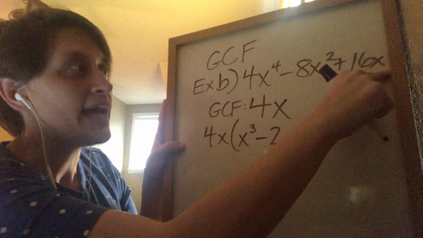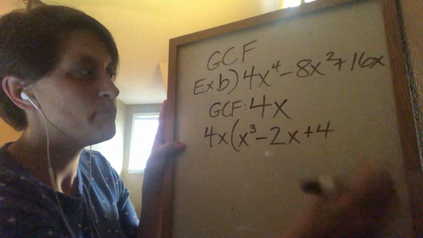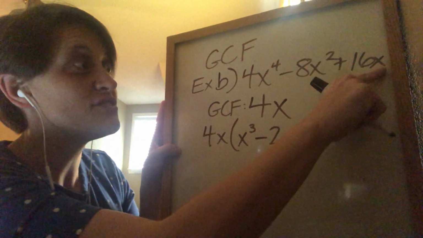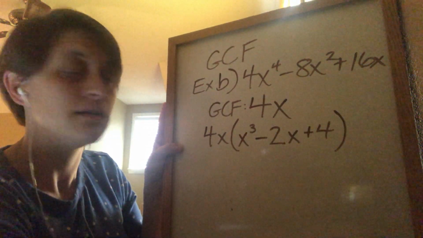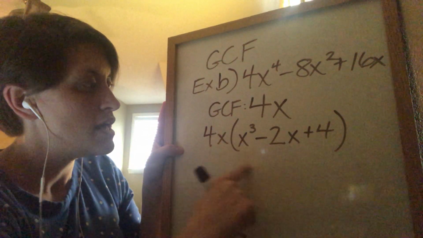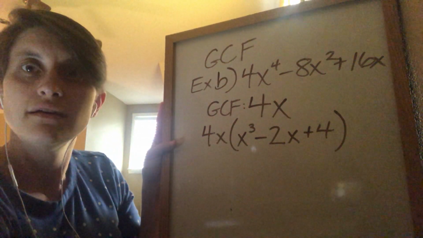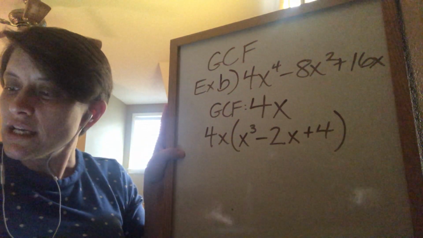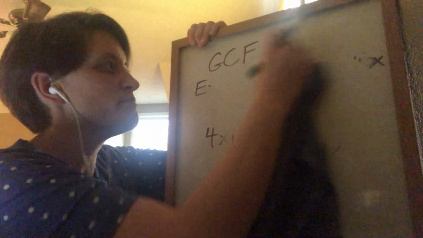Finally, 16x. If we factor out a 4 from the 16, that leaves us with a 4. And if we factor out 1 factor of x, that's all that's there. So if we factor this factor of x out, we don't have any more x's. So we're done. Do a quick check. That's going to be 4x to the 4th minus 8x squared plus 16x. And we're done. We factored out the greatest common factor there. Okay, we'll look at a couple more just to make sure we're good with this before we move on.